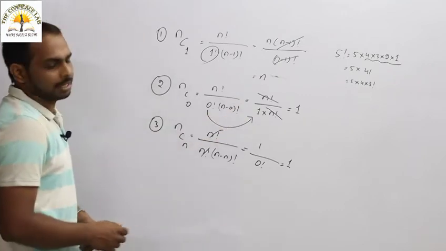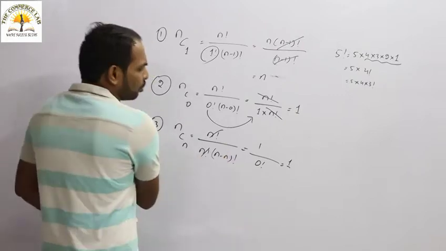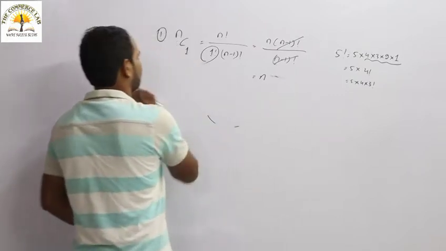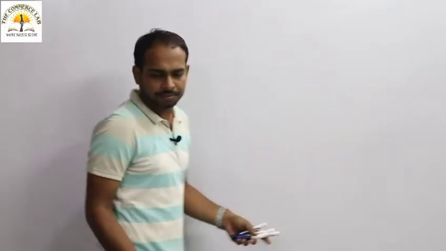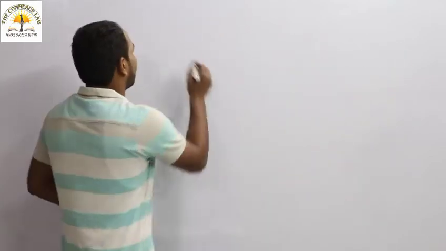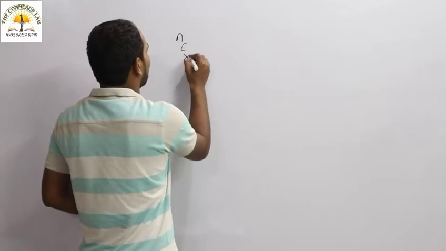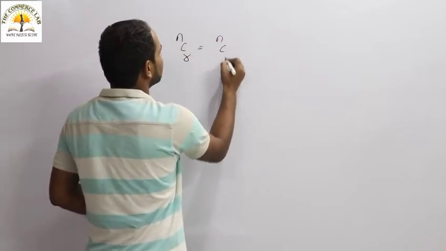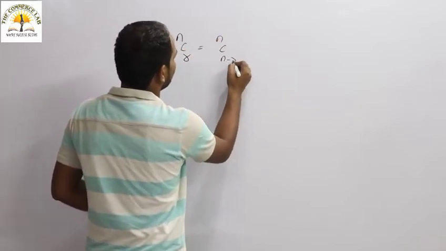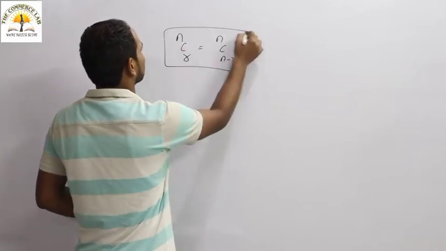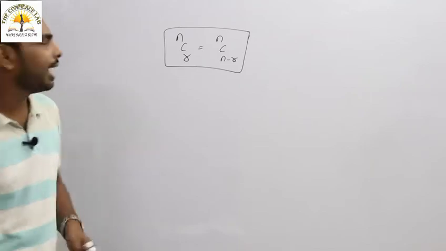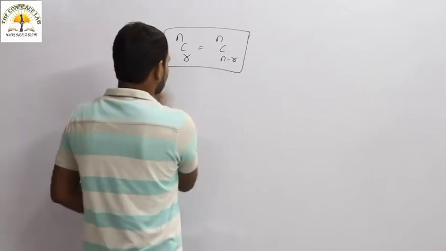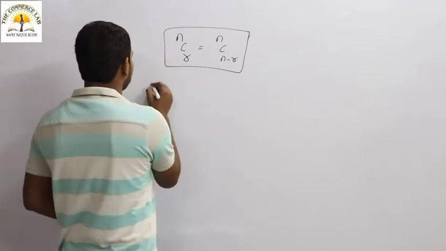Right, then one most important property of combination is nCr is equal to nC(n minus r). So what do you mean by this? Let us prove this one.